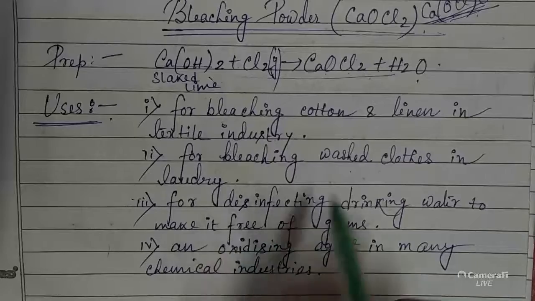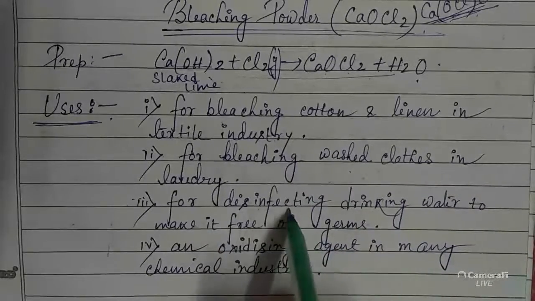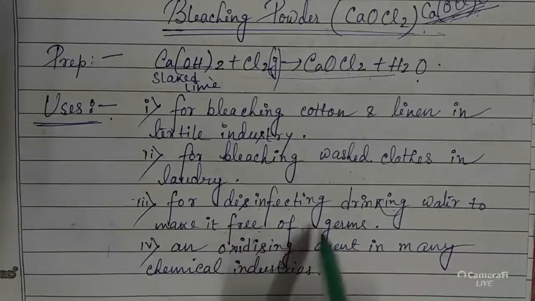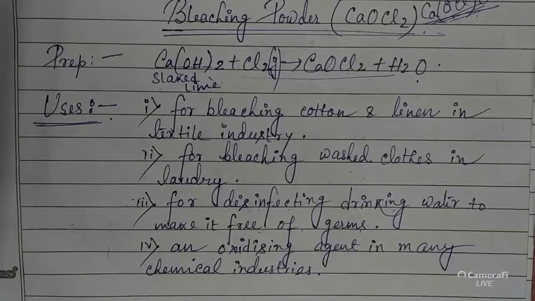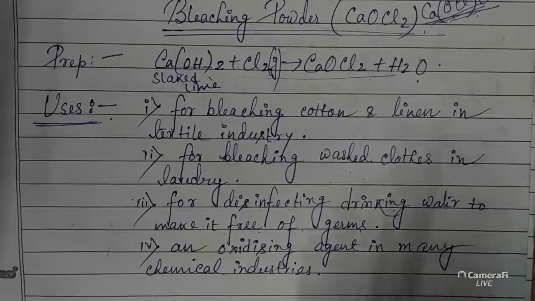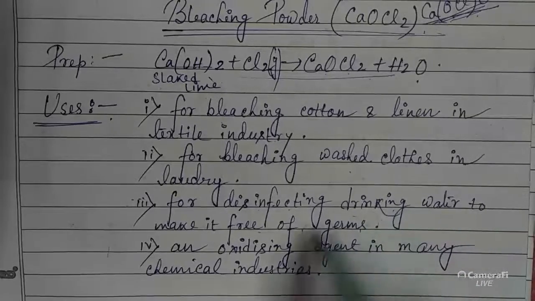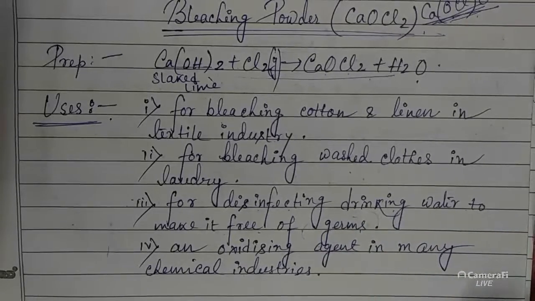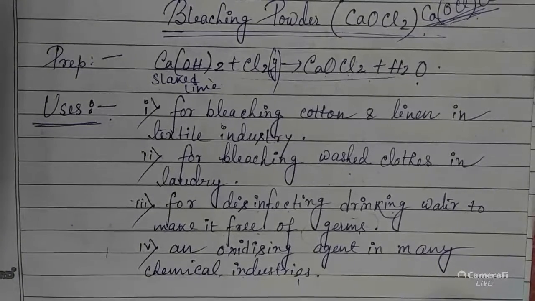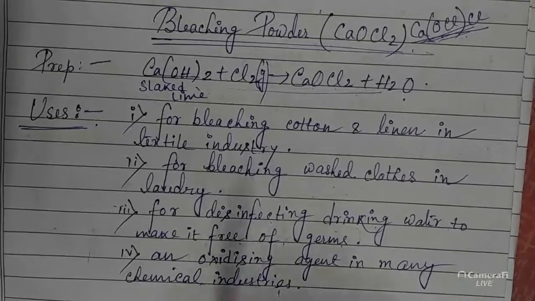Okay, many uses are there. For disinfecting drinking water to make it free from germs, sometimes we use bleaching powder or chlorine, zeolite type of substance, for disinfecting the drinking water. So there also bleaching powder we can use, and also it can be used as an oxidizing agent in the chemical industry. There are very many uses of bleaching powder as an oxidizing agent in the chemical industry.